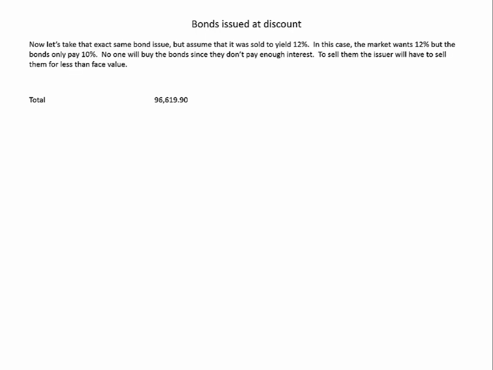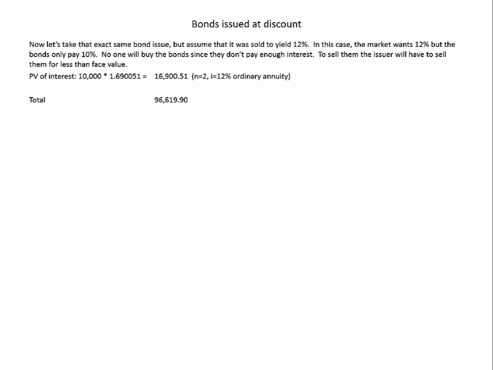Anyway, let's take the exact same bond issue, but now let's assume that it's sold to yield 12%. In this case, the market wants 12%. We're only paying 10%. Nobody's going to be willing to buy the bonds at face value. To sell them, we're going to have to drop the issue price until their yield, or effective rate, equals the market rate of 12%.